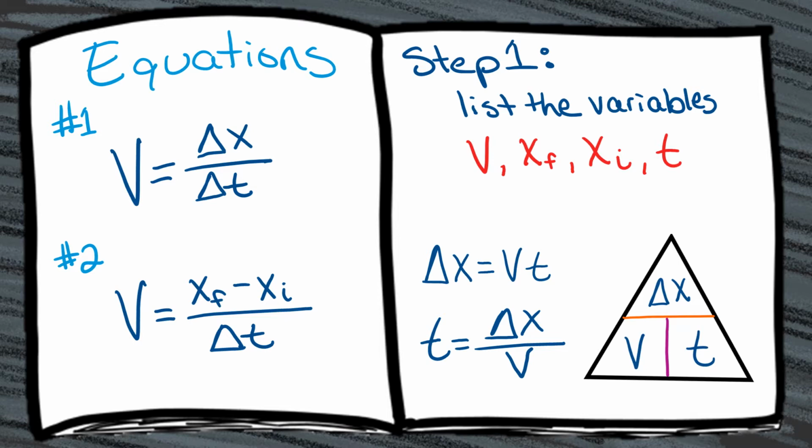Okay, so let's try out some problems. Here we have a horse that travels down a path for 40 seconds at a velocity of 3 meters per second. How far did the horse travel? Okay, so what's our first step, Alex?